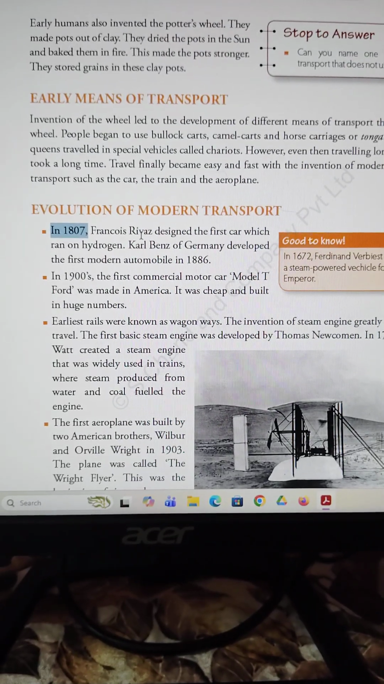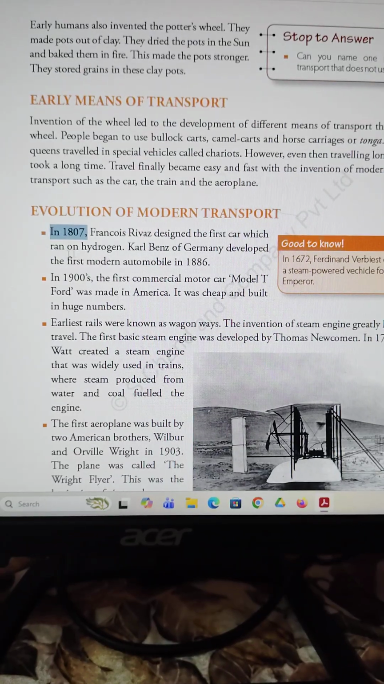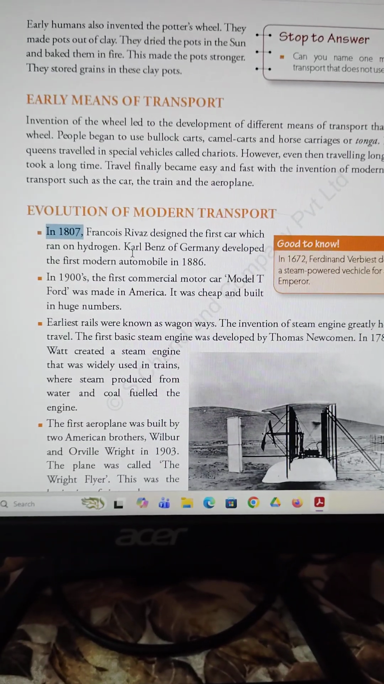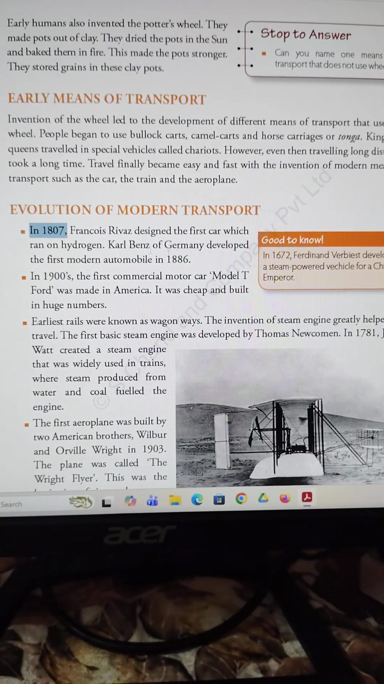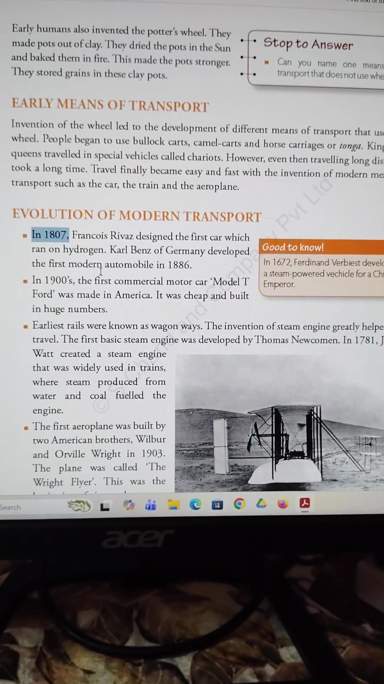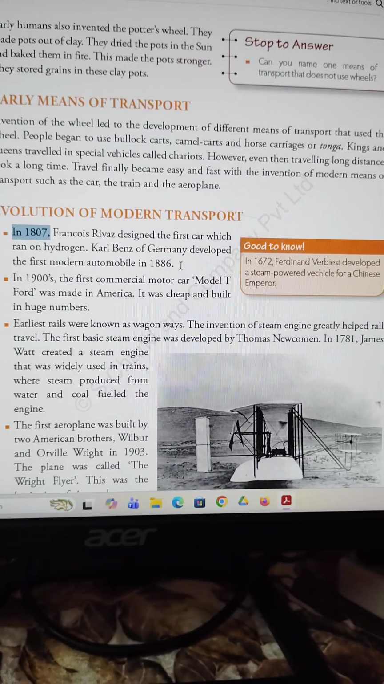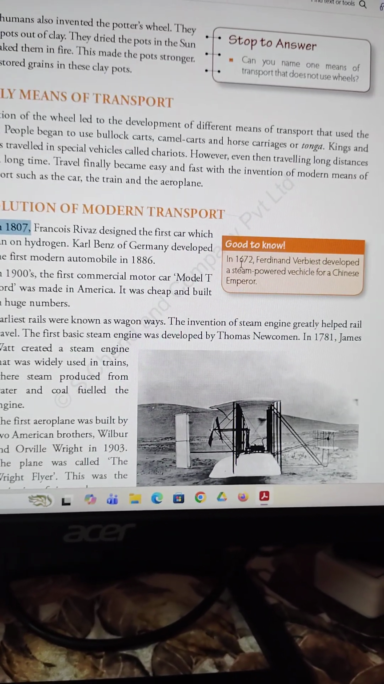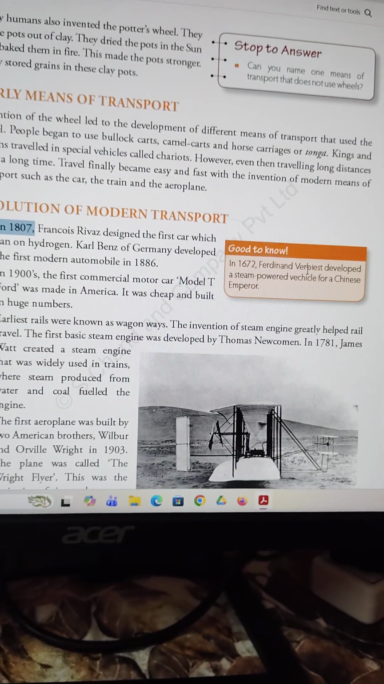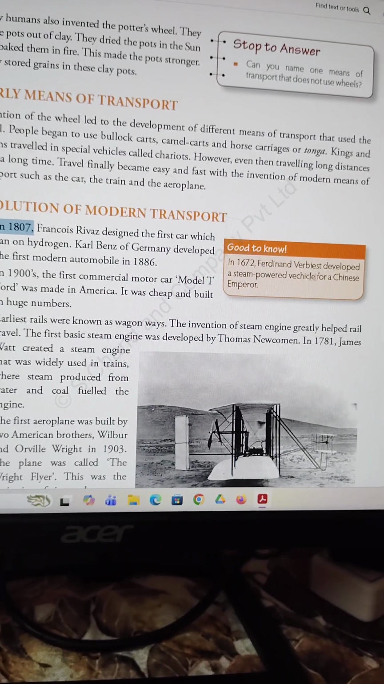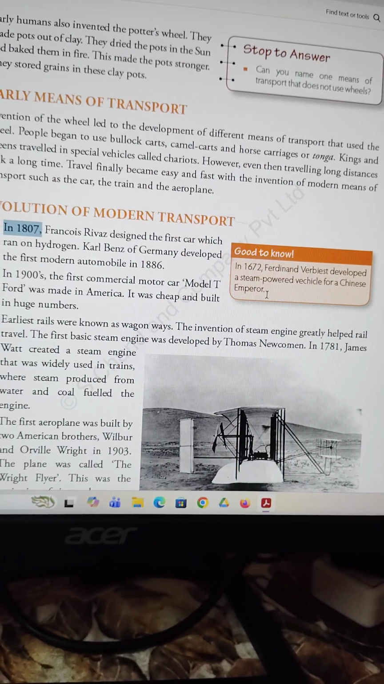In 1807, Francis Rivas designed the first car, which ran on hydrogen. Karl Benz of Germany developed the first modern automobile in 1886. Good to know, in 1672, Ferdinand Verbiest developed a steam-powered vehicle for the Chinese emperor.